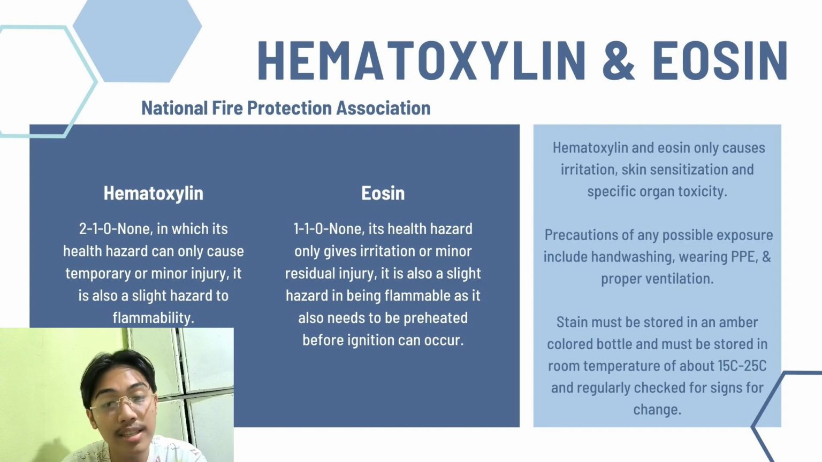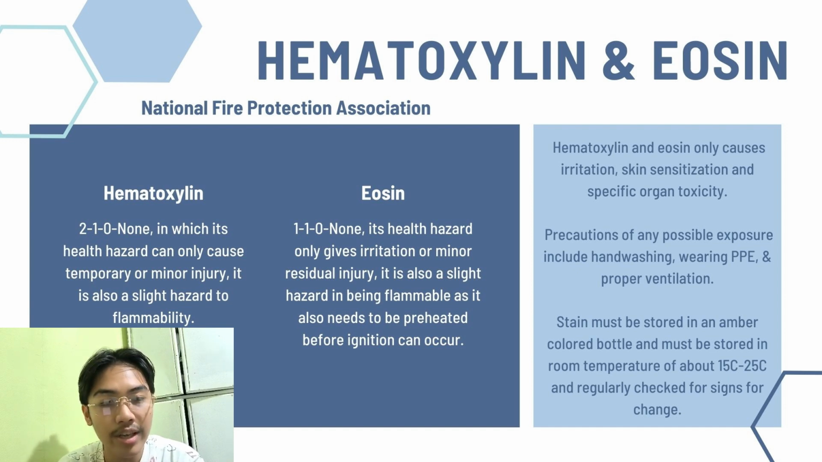For the GHS label, hematoxylin and eosin only cause irritation, skin sensitization, and specific organ toxicity, as indicated by the exclamation mark pictogram. Precautions for any possible exposure include hand washing, wearing PPE, and proper ventilation.